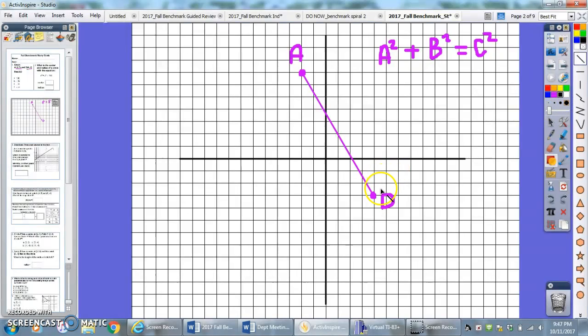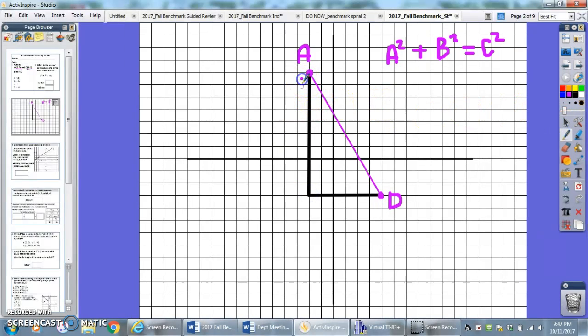Alright, so I can show you exactly what you have to count to find the length between A and D. So you're counting these legs here. Alright, so I'm going to use a dot to count each unit. Alright, so that's 10. Alright, and then this side is 1, 2, 3, 4, 5, 6. 6 units. Alright, so those are my 2 legs, 6 and 10.